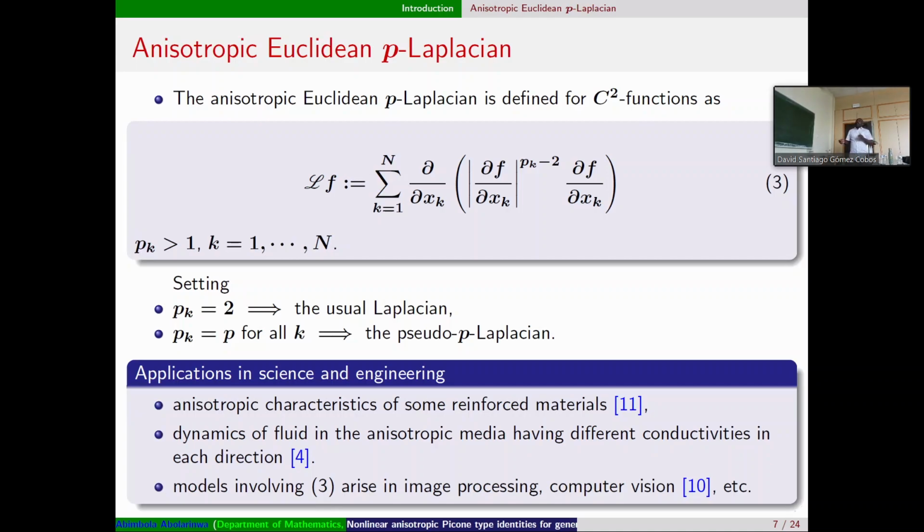So the point here is that you have the derivative in different directions, in each direction. That is what makes it anisotropic, because you have things following different directions, not like the normal isotropy where everything follows the same direction. We have had one or two speakers earlier on that have talked about the anisotropic Picone identity, so you understand that one. We find this type of problem, and this operator comes from fluid dynamics, image processing, computer vision, and so on and so forth.